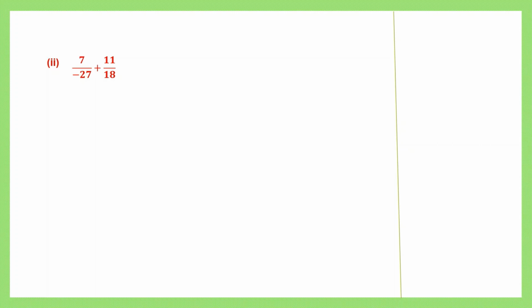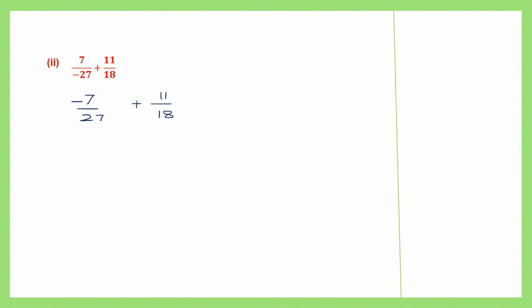Question 2. 7 by minus 27 plus 11 by 18. Our denominator has a minus sign, so we're going to remove it from there and give it to the numerator. So let's write down that question now. The question is minus 7 by 27 plus 11 by 18.